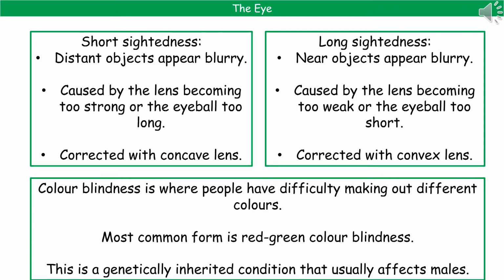Third one is colour blindness, and that's where people have difficulty making out the different colours, and the most common form of this is red-green colour blindness. Important to remember that colour blindness is a genetically inherited condition, and it usually affects males.